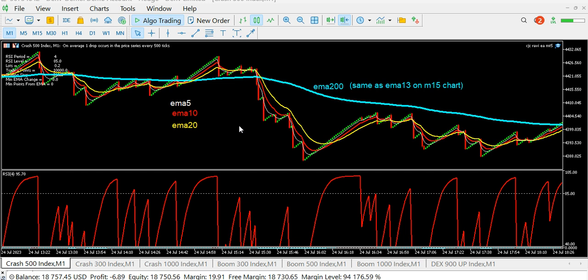We see two big red candles popping below your moving average 200, this aqua one here, which is in fact the same as the EMA 13 on the 15-minute chart. I like the number 13 because it's one of the Fibo numbers. If you don't know Fibo, do yourself a favor and Google Fibonacci numbers.